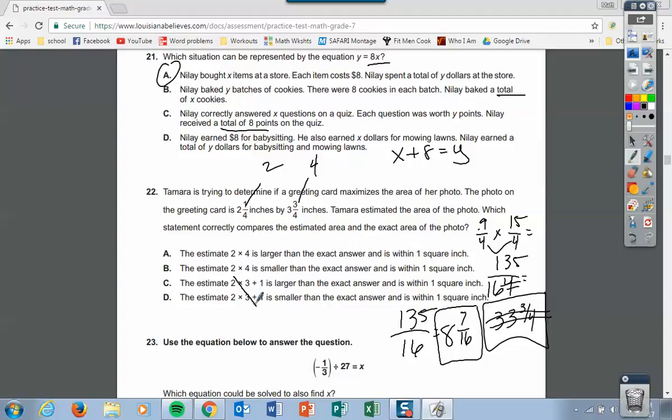Well, I'm already going to get rid of these two because they've got the wrong dimensions. So 2 times 4 is 8, is that larger or less than the exact value? It is smaller than the exact value, therefore we get B as my answer.